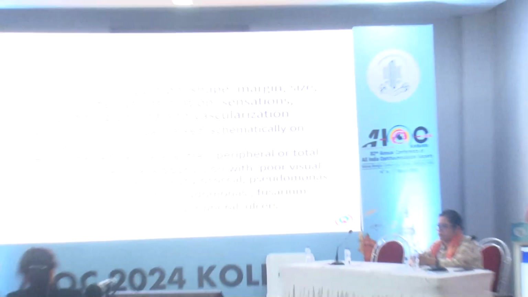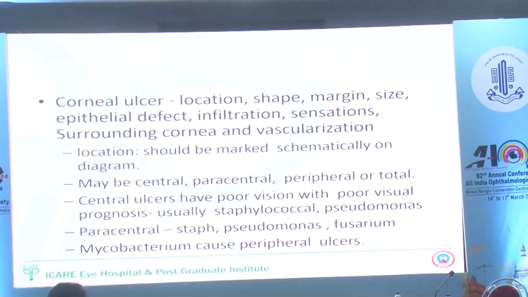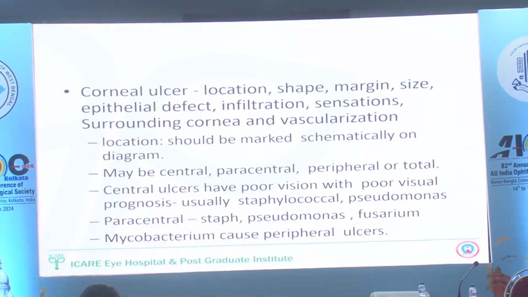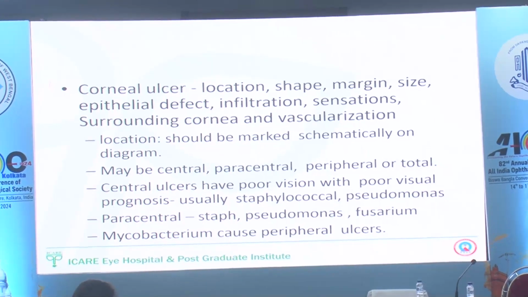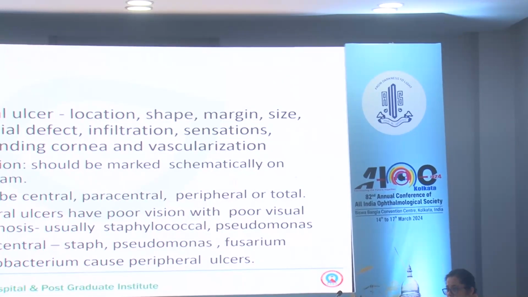The size, shape, location, and depth of the corneal ulcer should be examined. The location should be marked schematically. It may be central or paracentral. Central ulcers will lead to poor vision, especially in Staphylococcus and Pseudomonas. Paracentral, like Staph, Pseudomonas, and Fusarium keratitis.